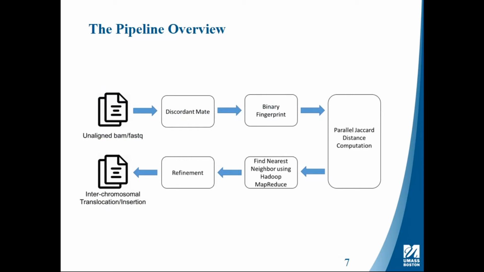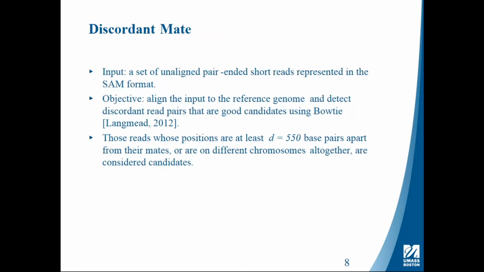This is the pipeline overview of our method. The unaligned BAM and FASTQ files are the input. At first, we discover discordant mates and pass these reads to the binary fingerprint generation phase. Then we have a parallel Jaccard distance computation phase that calculates the Jaccard distance between pairs. We are using Hadoop MapReduce to find the nearest neighbors in this research. The last step is the refinement, where we extract SVs among the candidates.